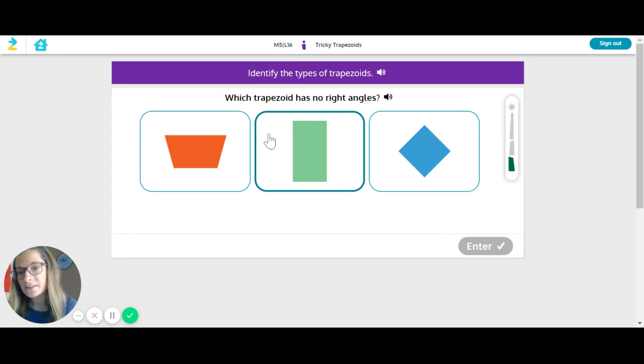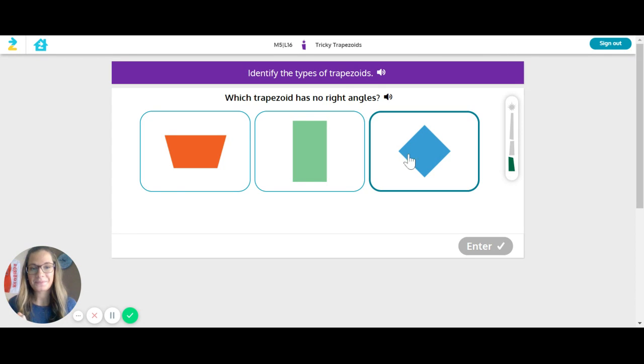Okay, which trapezoid has no right angles? These are all trapezoids, but if you look here, well, this one, it's like an exact corner. You can think of a right angle as an exact corner. That shape has it over here. That one has it. But if you look at this trapezoid, each angle is not a right angle. So this one would have no right angles.